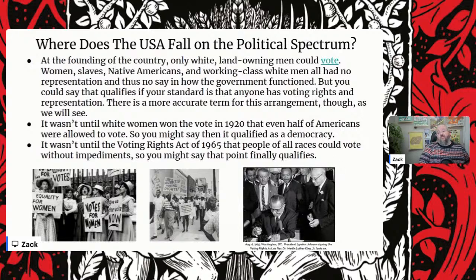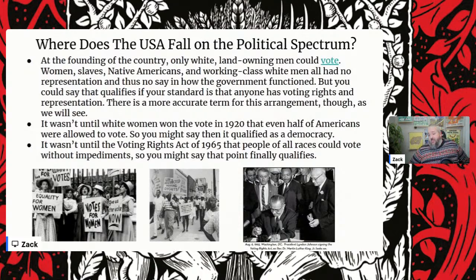Women, slaves, Native Americans, and working-class white men all had no representation and thus no say in how the government functioned. That is more than a majority of the country at the time. But you could say that that qualifies if your standard is that anyone has voting rights and representation. There is a more accurate term for this arrangement, though, as we will see, or in my opinion, a more accurate term.